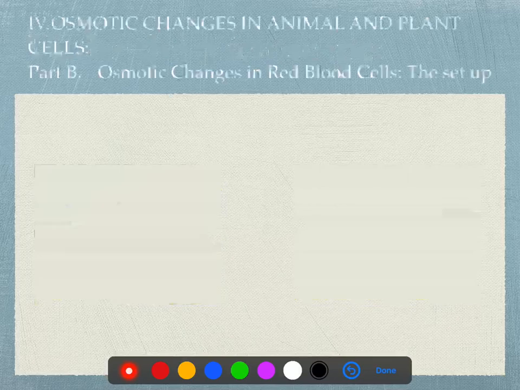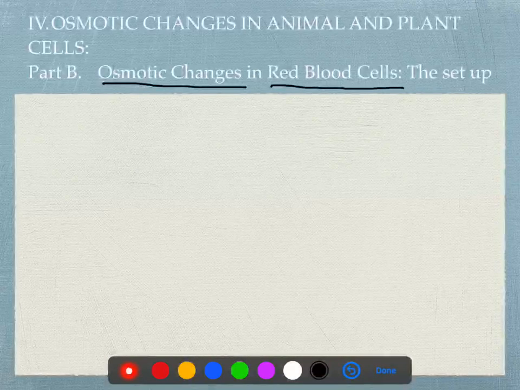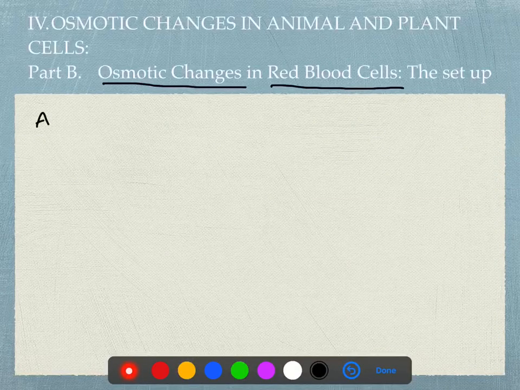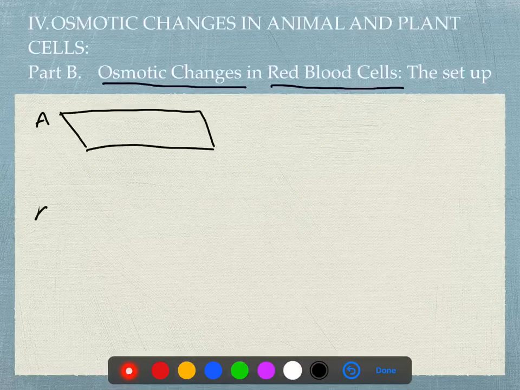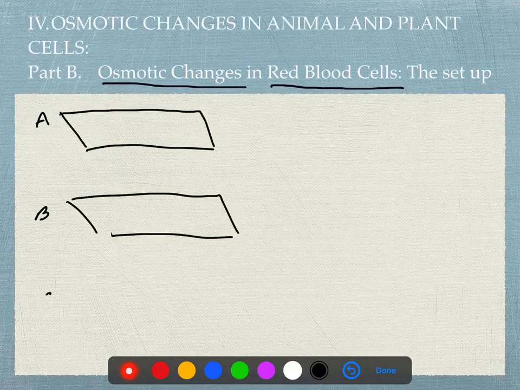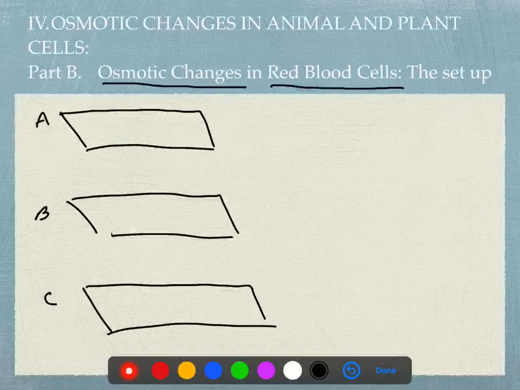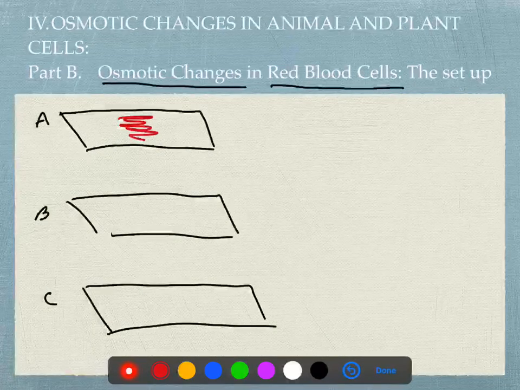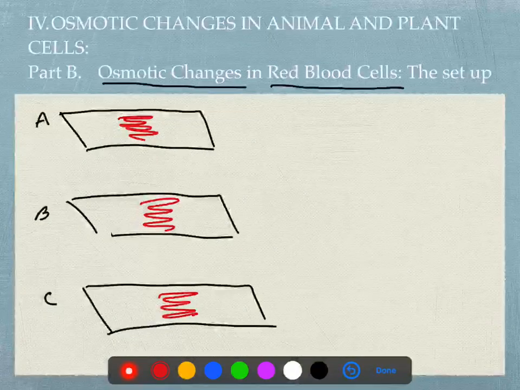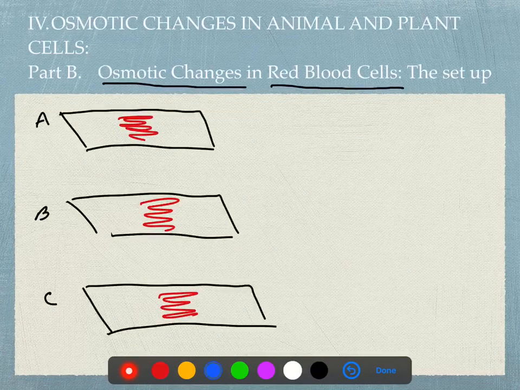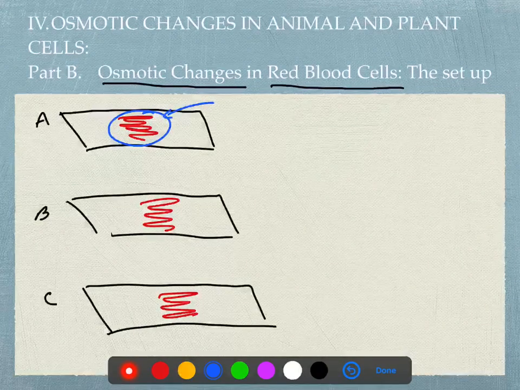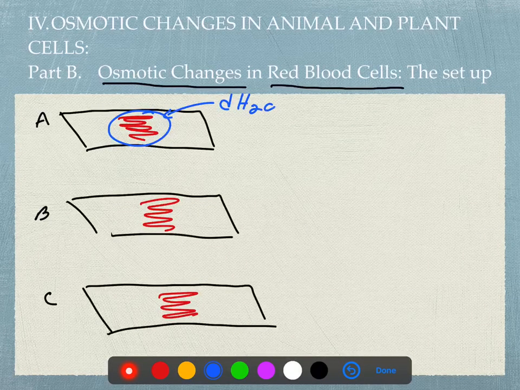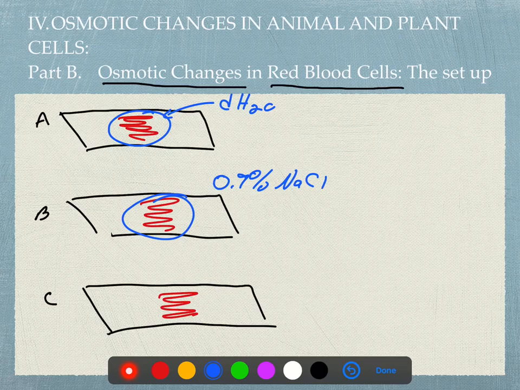What about our animal cells, like red blood cells? For osmotic changes in red blood cells, we would have asked you to create 3 slides, and you would have added blood to each slide. And then each one of those slides would have received a different solution. This one would have had deionized water, maybe. This one here would have had maybe 0.9% sodium chloride.